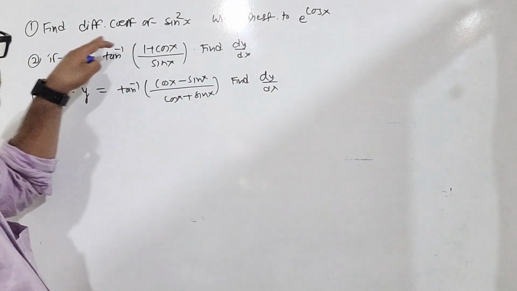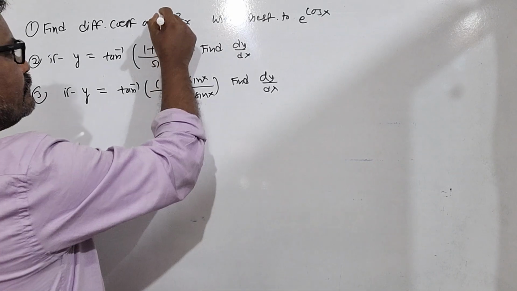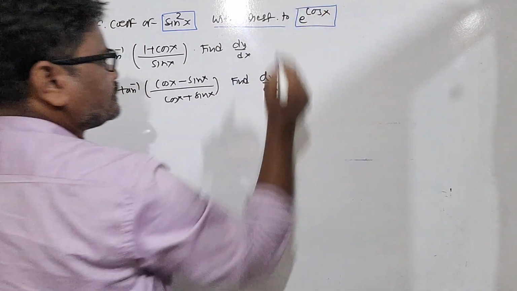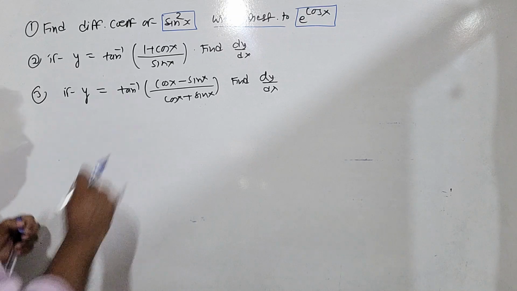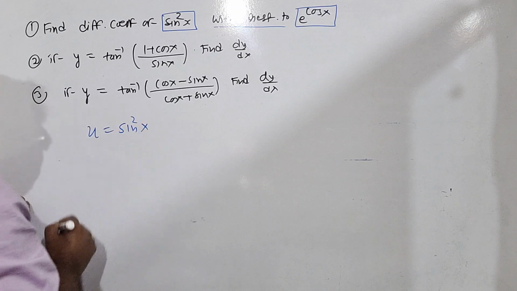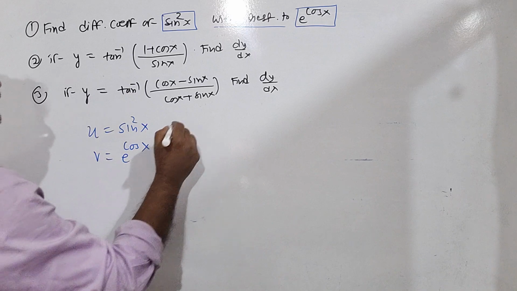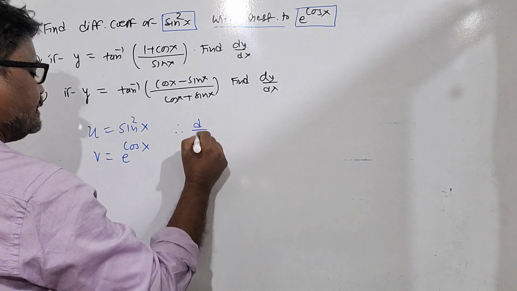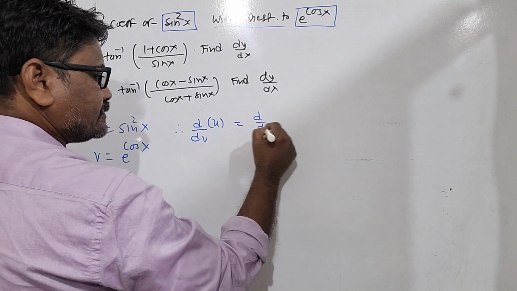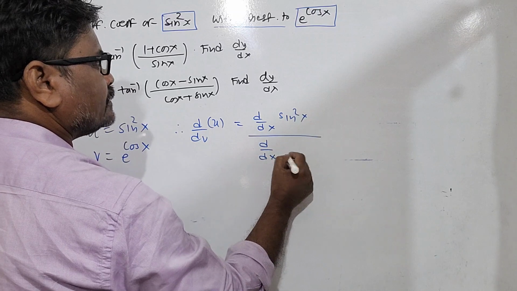And now here find the differential coefficient of sine square x. Okay, sine square x ka differential coefficient we have to find out, but with respect to e to the power cos x. So how to do? So we have to find out the differential coefficient of sine square x. So let sine square x be u, and v is e to the power cos x. So you have to find out du by dv. So this can be written as d/dx of sine square x, divided by d/dx of e to the power cos x.